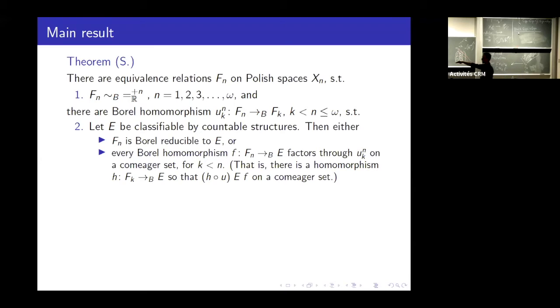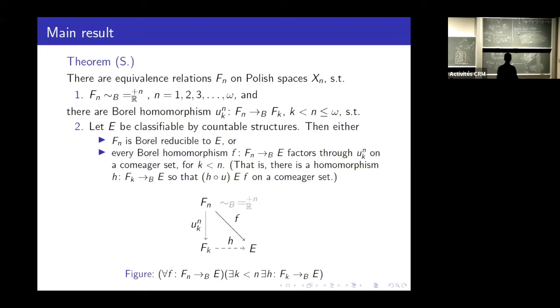So now it should be something like before for any other equivalence relation. But here I'm only able to prove it for the class that I've been talking about, the classifiable by countable structures. So either you are above Fn, so now you have this plus 2, which is the same as F2, and so forth. Or, if there is no homomorphism which is injective on the classes from Fn to E, then all other homomorphisms are relatively trivial, meaning they factor through this one bad homomorphism.